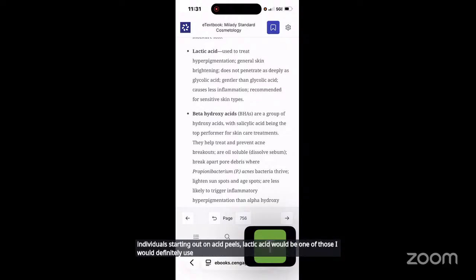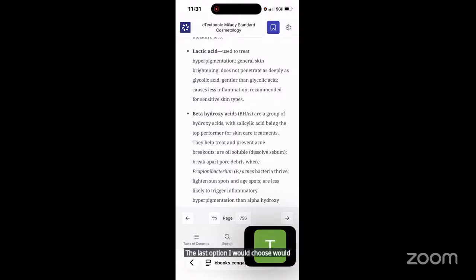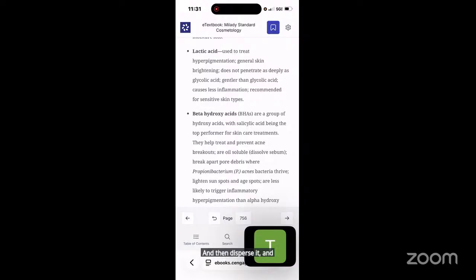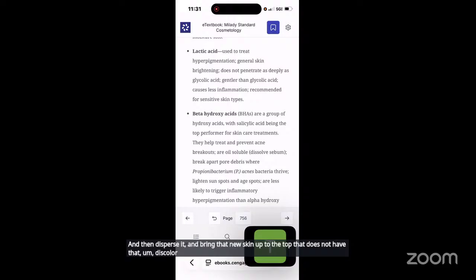And a lot of times we don't have products to treat hyperpigmentation. Like if you're saying it's just not doing anything, the last option I would choose would be a chemical peel, and it tells you here that lactic acid is used to treat hyperpigmentation. A lot of times you need the acid to go below the top layer of the skin, break up that melanin cell that's dark, and then disperse it and bring that new skin up to the top that does not have that discoloration in it. And so you're going to need a lactic acid.